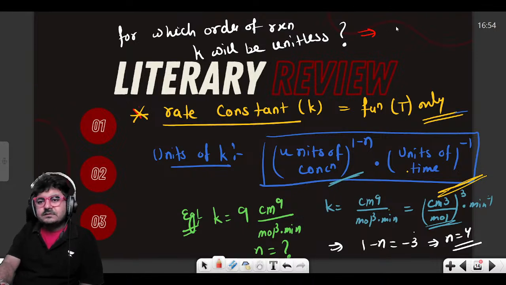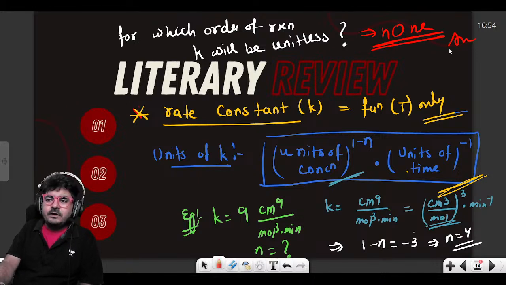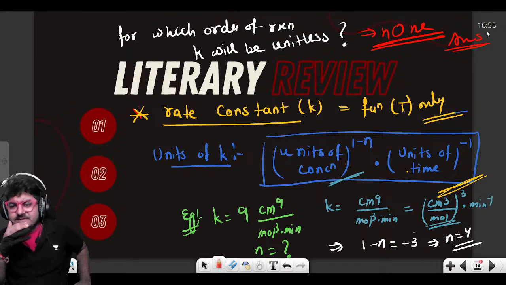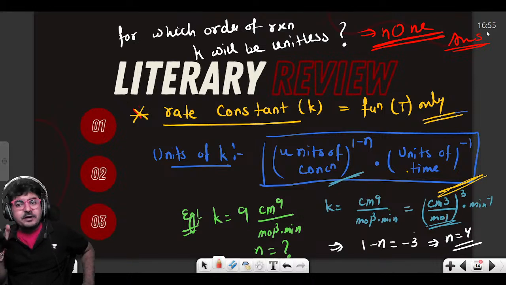The answer is zero, none. For none of the reaction orders will K be unitless. Why? You can check. Even if you put n equal to 0, concentration units will exist. But if you put n equal to 1, the concentration units will vanish.